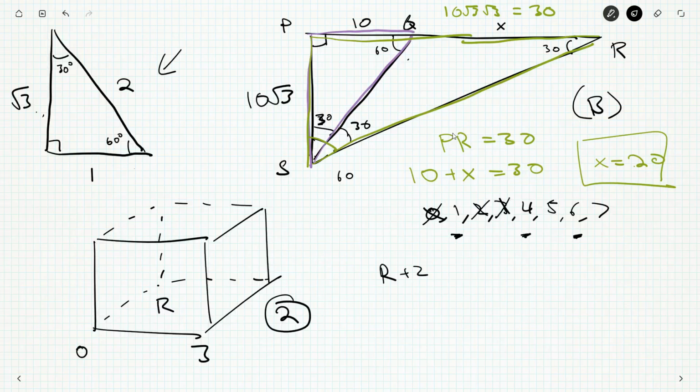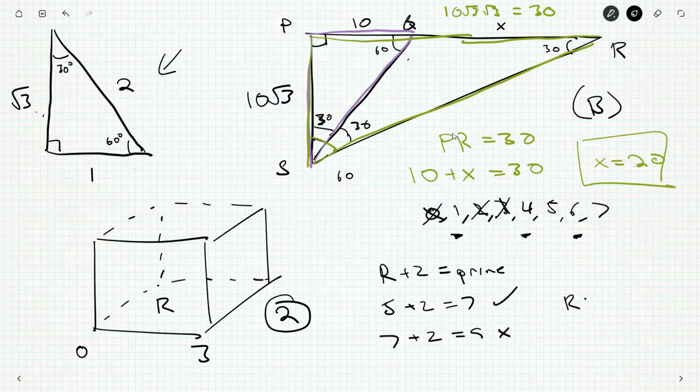R plus 2 has to be prime. So could R be 5? 5 plus 2 is 7. Bingo. How about if R is 7? That's our other possibility. 7 plus 2 is 9. Uh-oh, R is not 7. So R is 5. 5's off the list.